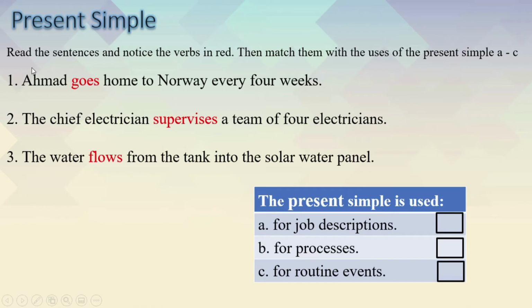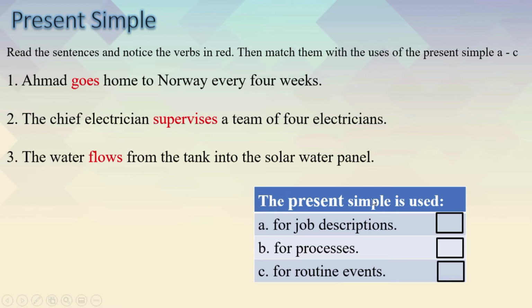Now, read the sentences and notice the verbs in red. Then match them with the uses of the present simple A to C. Number 1, Ahmed goes home to Norway every 4 weeks. Number 2, the chief electrician supervises a team of 4 electricians. Number 3, the water flows from the tank into the solar water panel.